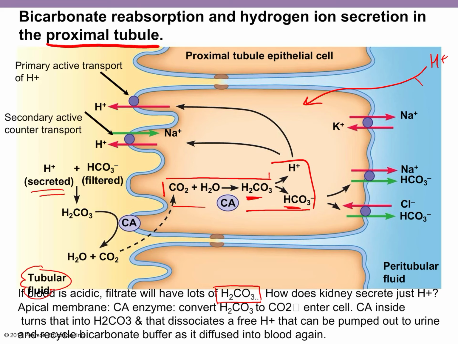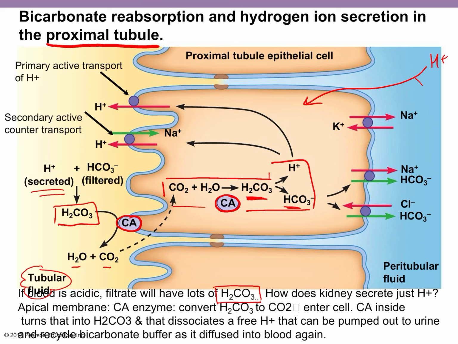So what happens is the H2CO3 that's filtered in the kidneys from the bloodstream is going to interact with a membrane-bound carbonic anhydrase. That membrane-bound carbonic anhydrase will break down the H2CO3 into water and carbon dioxide. The carbon dioxide is going to enter into the proximal tubule cells. There's another carbonic anhydrase. So the carbonic anhydrase is both on the membrane and also inside the cell, and that's going to turn that CO2 back into H2CO3.